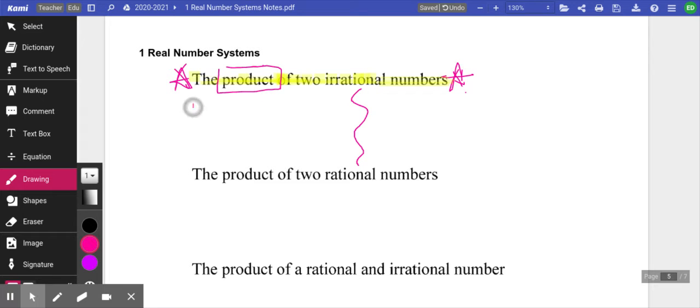So if I multiply pi times pi, I'm going to show you, second caret times second caret. I get an irrational answer. I get 9.8696, and it goes on forever. This is giving me an irrational answer.